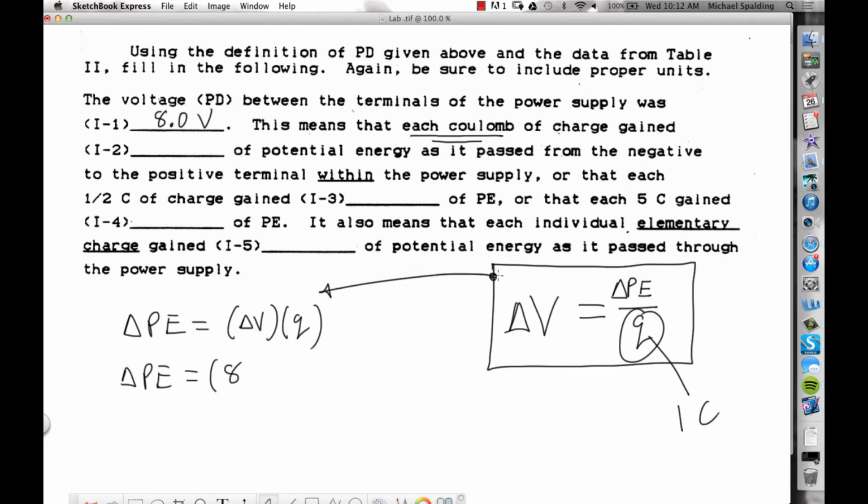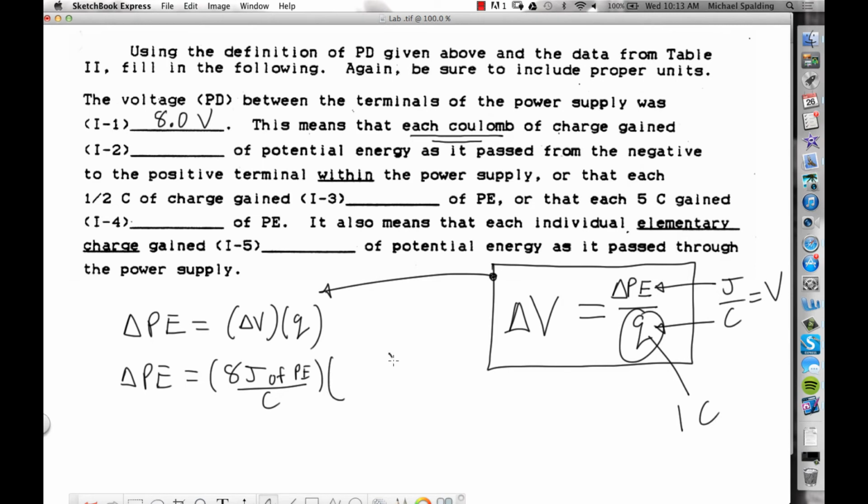Oh, and by the way, what's a volt? Well, let's figure it out. What's potential energy measured in? Joules. What's charge measured in? Coulomb. A joule per coulomb is a volt, right? So let's put 8 joules, and it's joules of what? Specifically, it's joules of what? Potential energy. 8 joules of potential energy per coulomb.